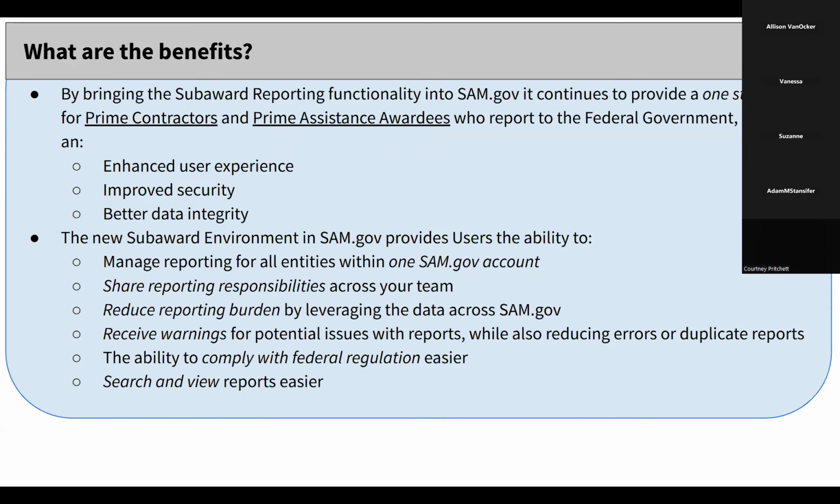So what are the benefits of this? By bringing this functionality into SAM.gov, it provides a one-stop shop for prime contractors and prime assistance awardees who report to the federal government. And when we say one-stop shop, we mean not only will you be doing the subaward reporting, but it's also conveniently the same place where you do your entity registrations, because in order to be eligible for a contract, you need to have your entity registration completed.